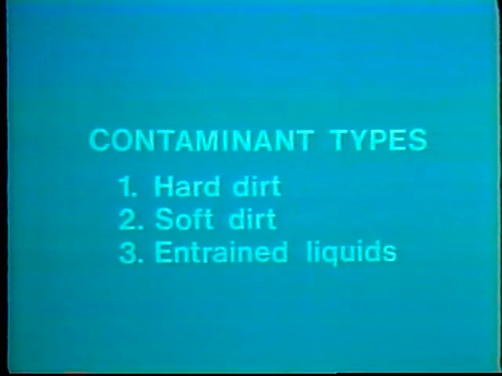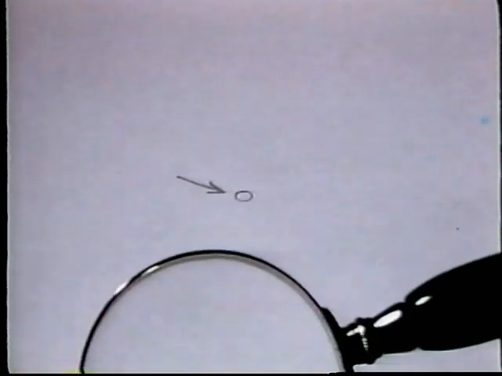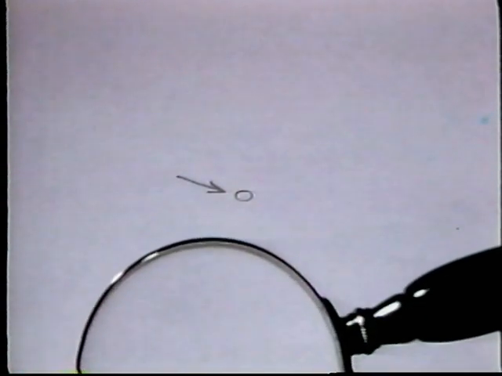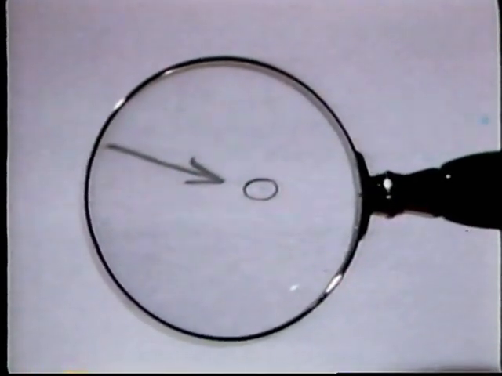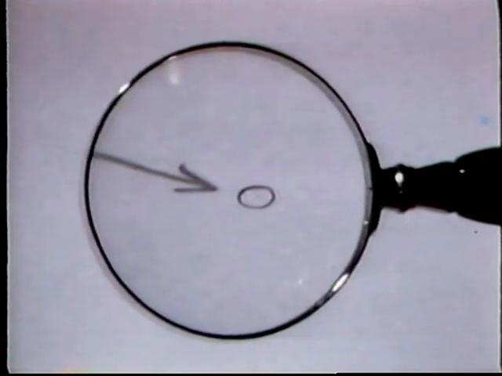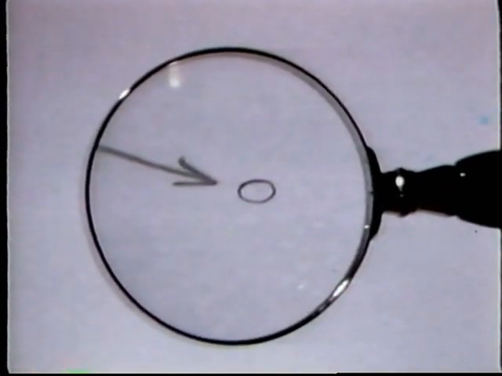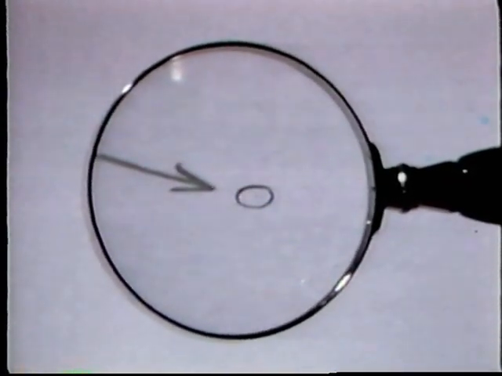Okay, so we know that there are three types of contaminants, and we've seen the damage they can cause. How do we know if they are in the system? Can we see all of the particles? Well, the answer is no. Although some contaminants can be seen, many of the harmful particles are too small for us to see with the naked eye. And to understand that, we should know how contaminants are measured.